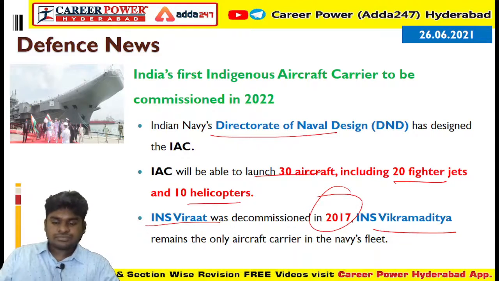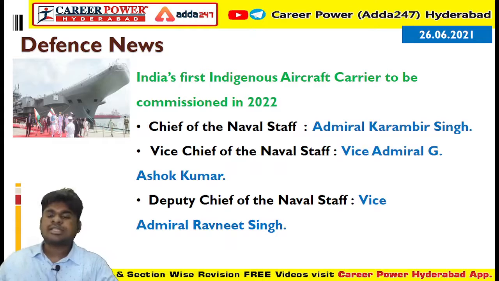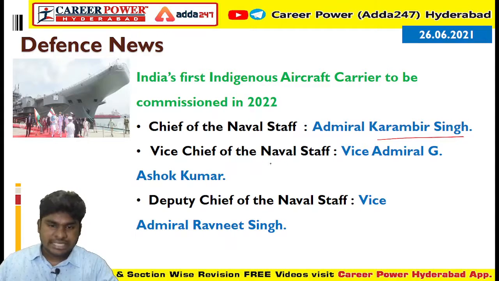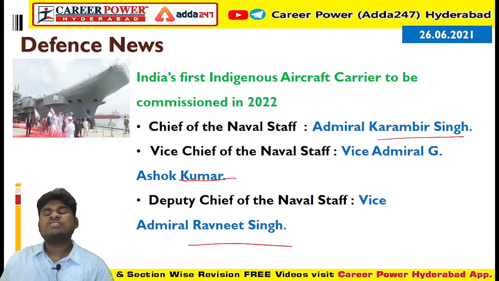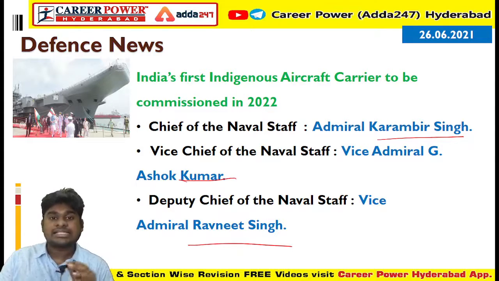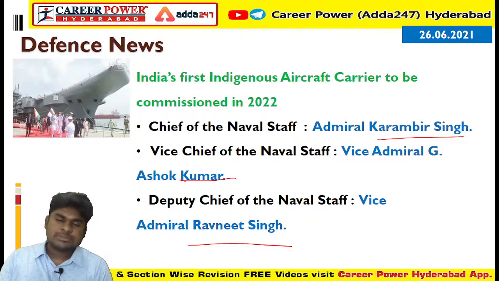Here the points to remember are: the Chief of Naval Staff Admiral Karambir Singh, Vice Chief of Naval Staff Vice Admiral Ashok Kumar, Deputy Chief of Naval Staff Vice Admiral Ravneet Singh. So please learn by heart all these persons, the key people in the Navy, the top 3 in the Navy.